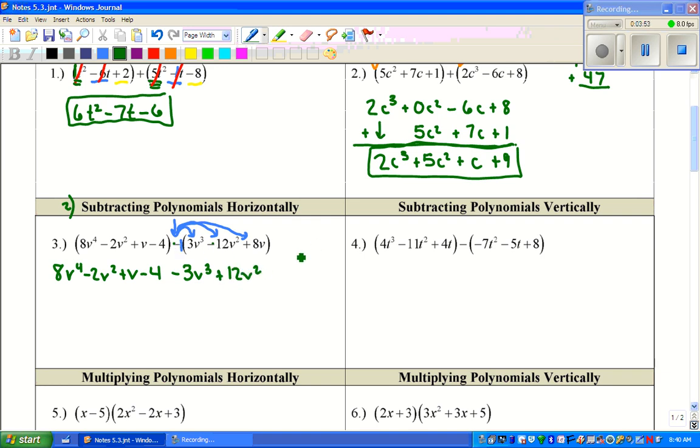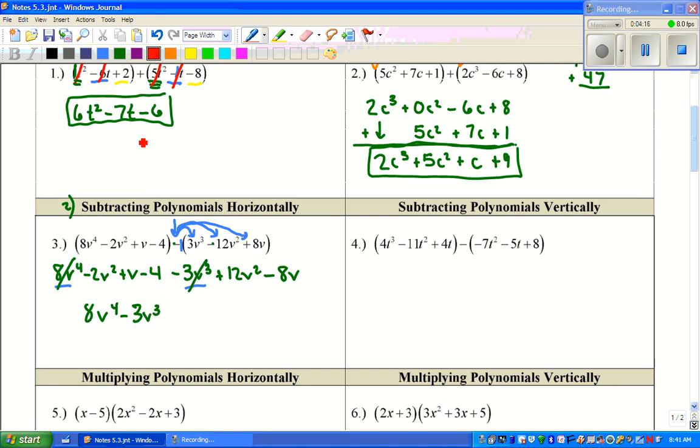And then right here, I end up with a negative 8v. And then I just go ahead and combine like terms. Nothing matches up with this, so I'm just going to write it on its own. 8v to the 4th, cross it off. Let's go to my next exponent, which is this one right here. I'm going to write that one all by itself. Negative 3v to the third, because there's nothing to combine it with.